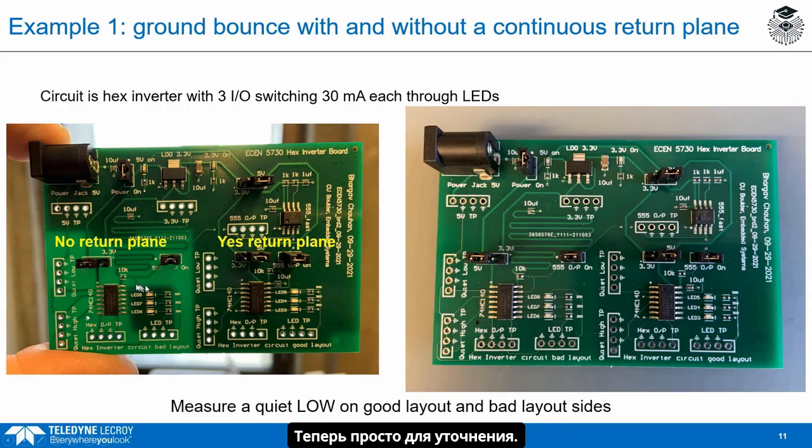Now, just to clarify, this little dark thing over here, that's because I have a little rubber foot on the bottom of the board. There's no plane under here. That's just the shadow of the foot. So we're going to measure the voltage difference on the quiet low on this side with a return plane and this side without the return plane.